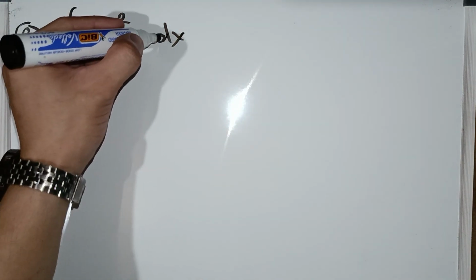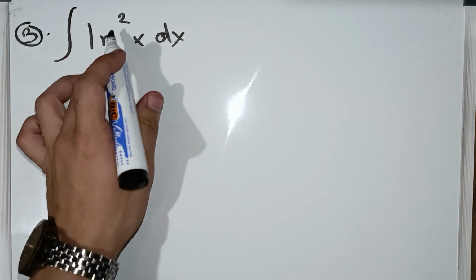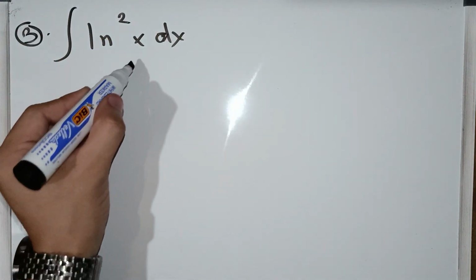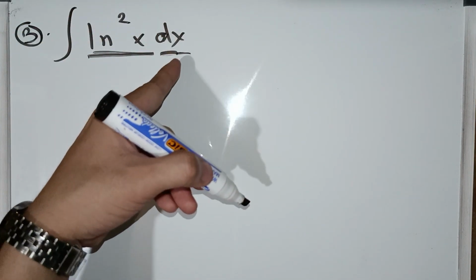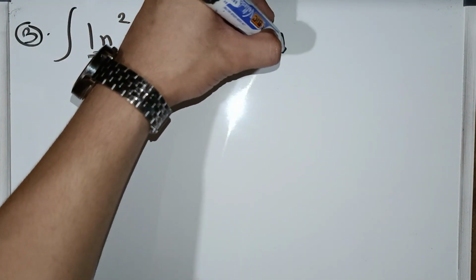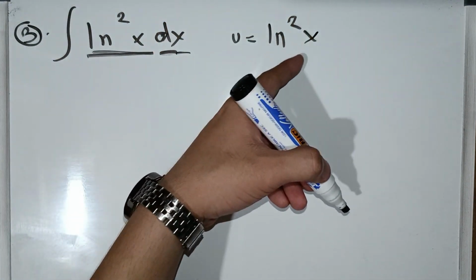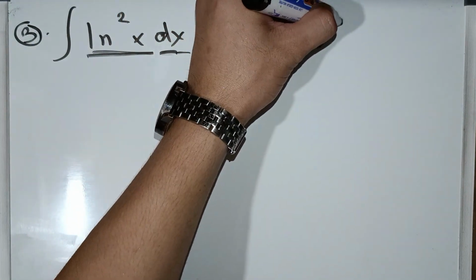So for problem number 3, let's try the integral of ln square x dx. So here we have now the square, which is not present in the previous example. Here we have to let u be this one, and this is the dv. So u is equal to ln square x. Let's put the power to the outside, so it will become ln x raised to 2.